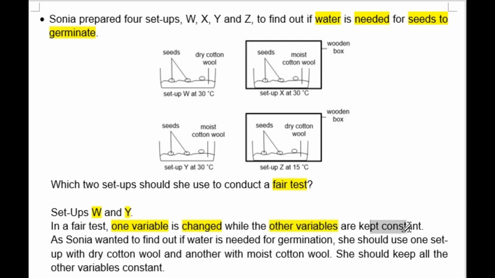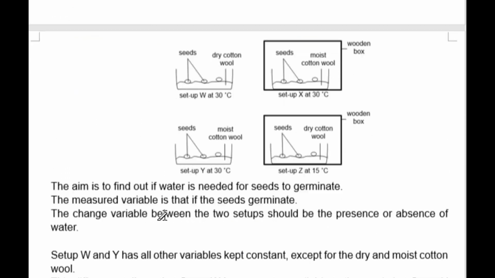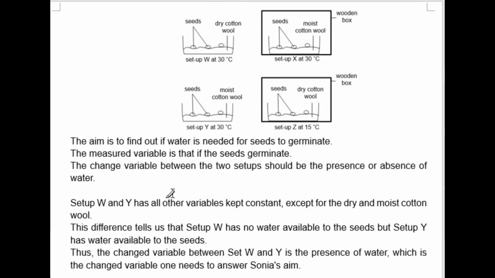As Sonia wanted to find out if water is needed for germination, she should use one setup with dry cotton wool and another with moist cotton wool. She should keep all the other variables constant. The aim is to find out if water is needed for seeds to germinate. The measured variable is whether the seeds germinate. The changed variable between the 2 setups should be the presence or absence of water.